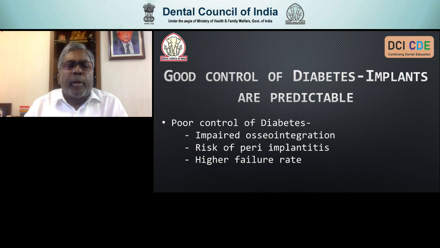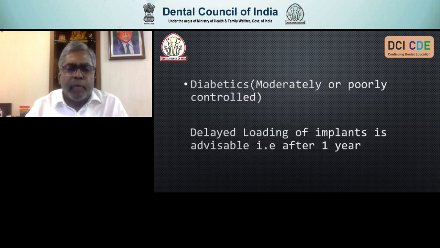So when they are diabetic and they are poorly or moderately controlled, it's better to delay the loading of the implants, usually after about 1 year of healing. You do not do what's called immediate loading. You give 1 year for osseointegration and soft tissue integration and only then load these implants. This is a much safer way of handling patients who are diabetic, moderately or poorly controlled.